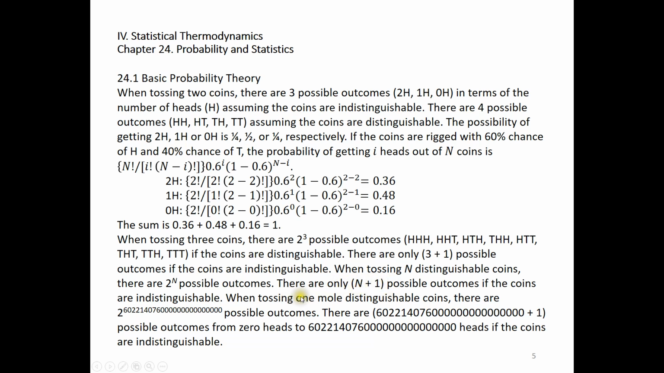What if we toss 1 mole of coins? Well, we get many outcomes. It's 2 to the power of 1 mole possible outcomes. What if all those 1 mole of coins are indistinguishable? Then we have just 1 mole plus 1 possible outcomes, because we can have 0 heads, 1 head, 2 heads, all the way to 1 mole heads.